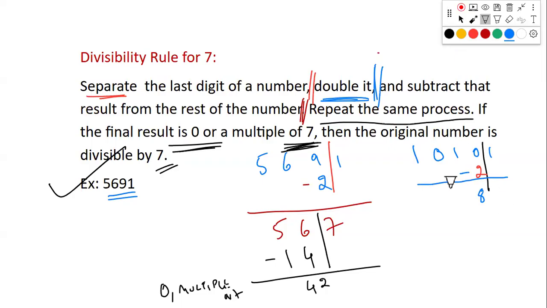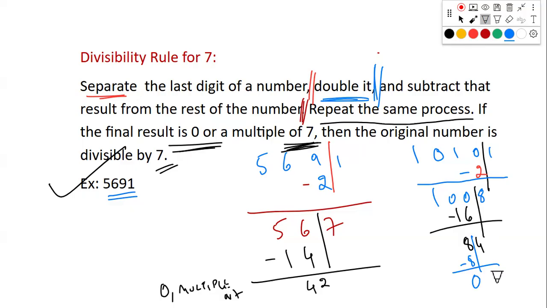Okay, 1010 minus 2 is 1008. Now repeat the entire process. Separate, double it, subtract. Answer is 84. Now I can decide 84 is a multiple of 7. Still, if I want to do one more step, separate, double it, subtract, I get 0. No need to get into negative values.